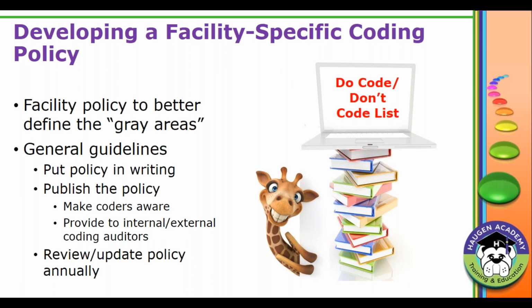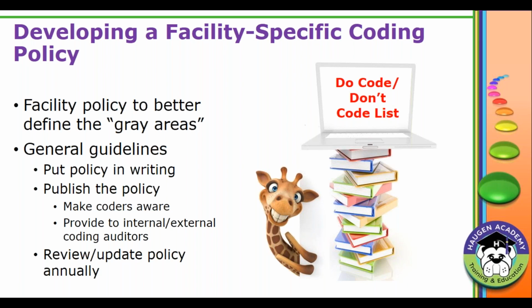Usually, in this day and age, it's placed on a shared drive somewhere so that everybody has remote access. Something else, should you ever invite Haugen in to do an audit or somebody else to do an audit, even if it's your internal auditors, make sure that they have access to those policies as well. It also assists them with their productivity, and it can cut down on the number of recommendations for coding variances that come up. And finally, we recommend that you review and update the policy annually.